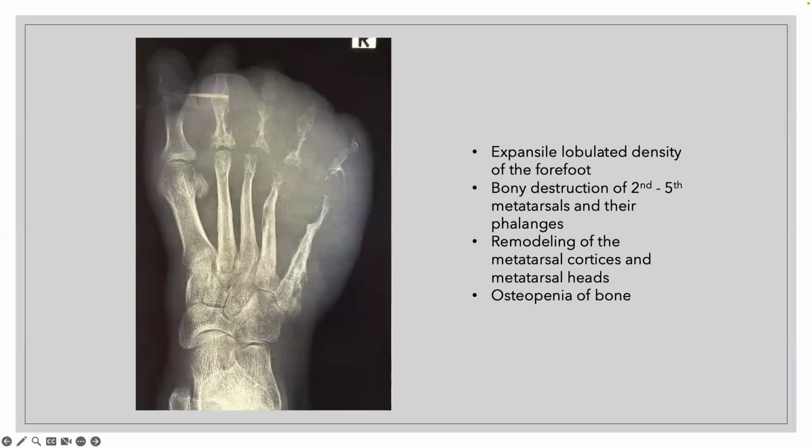So this is an X-ray of the right foot depicting bony involvement. There's an expansile lobulated density of the forefoot with destruction of the 2nd to 5th metatarsals and their phalanges, remodeling of the metatarsal cortices and metatarsal heads, as well as disuse osteopenia, indicating this chronic process.